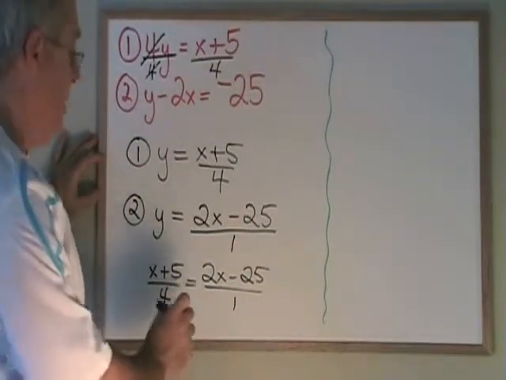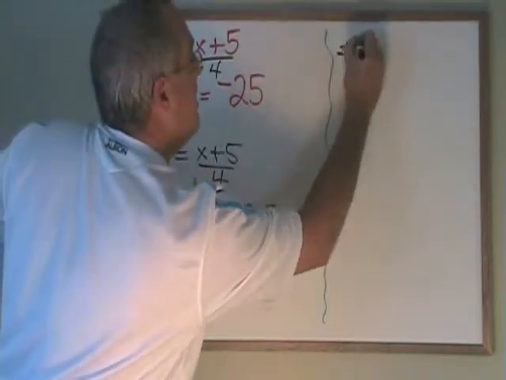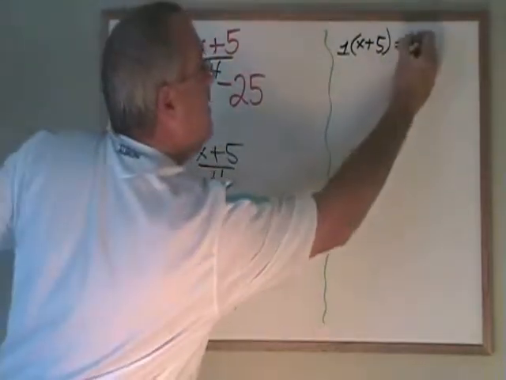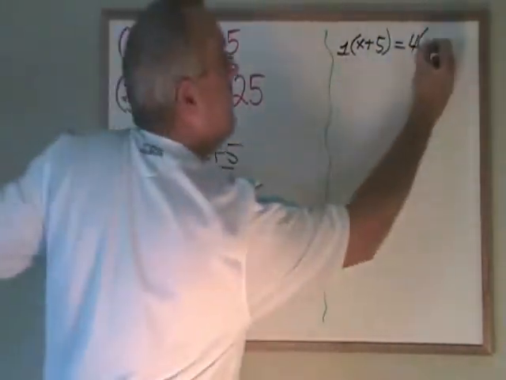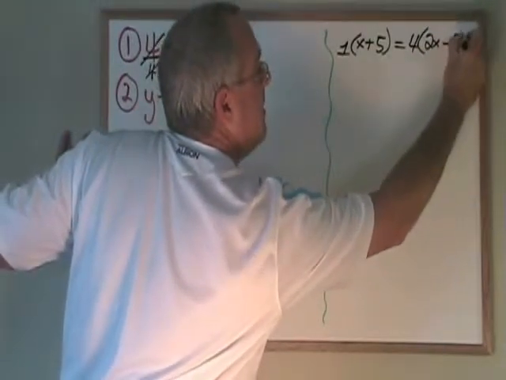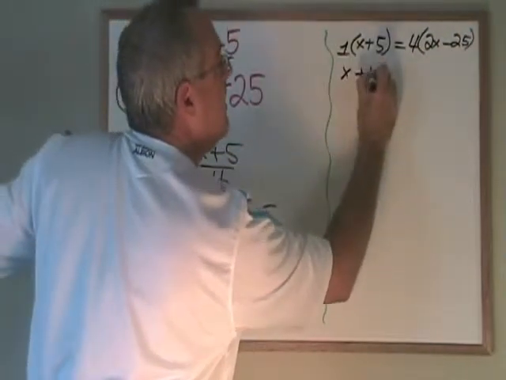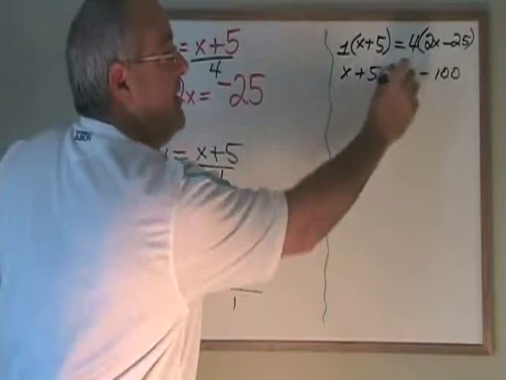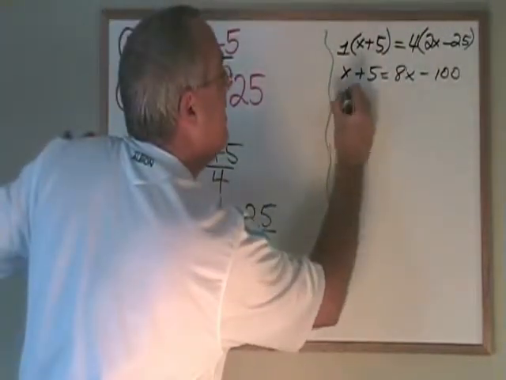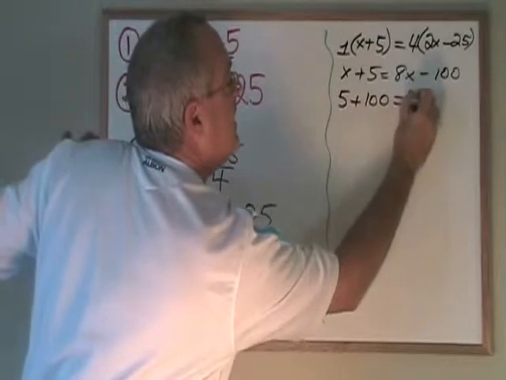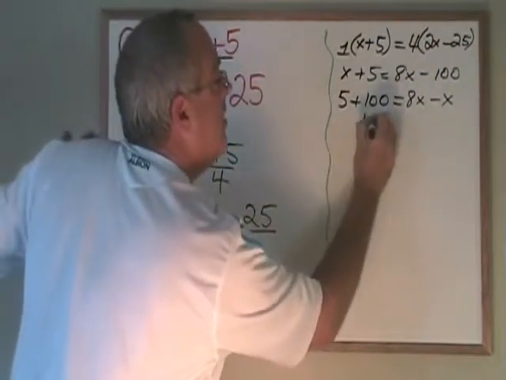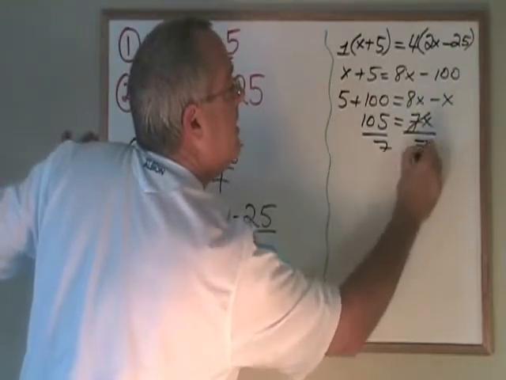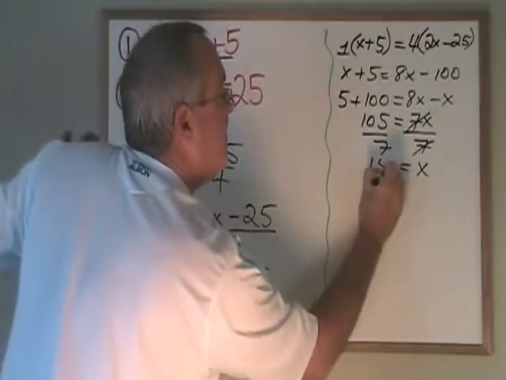Top times bottom equals bottom times top gives me 1 times (x plus 5) equals 4 times (2x minus 25). I get x plus 5 equals 8x minus 100. If I move all the x's to the right and the numbers to the left, I will get 5 plus 100 equals 8x minus x. 105 equals 7x. And dividing both sides by 7, my x is isolated, and is equal to 15.